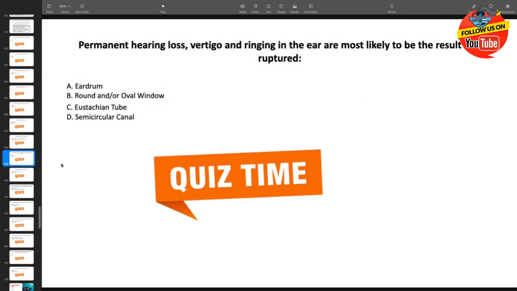Megan, a permanent hearing loss, vertigo, ringing in the ears are most likely a result of a ruptured round or oval window. Exactly. Good job.